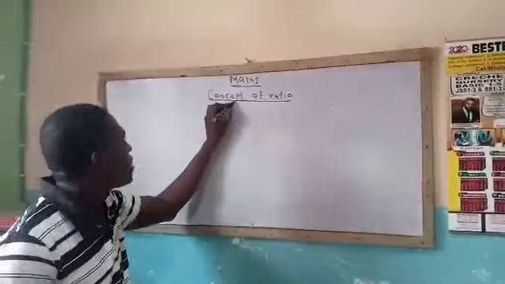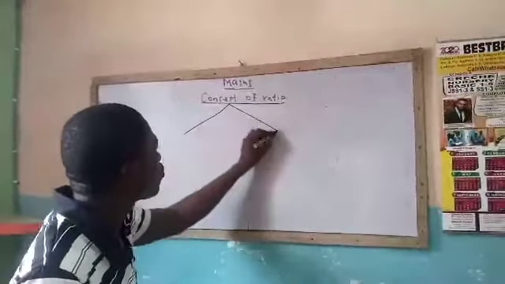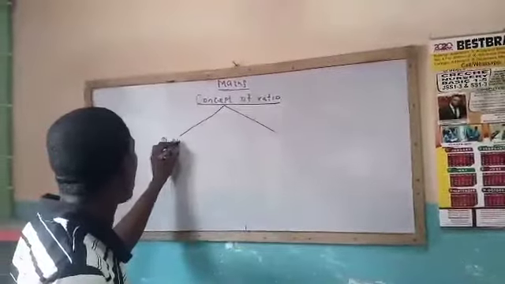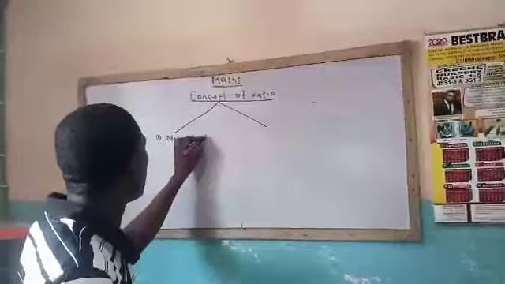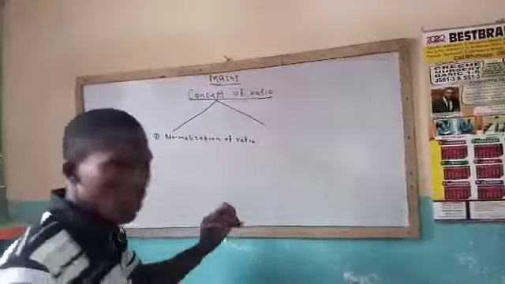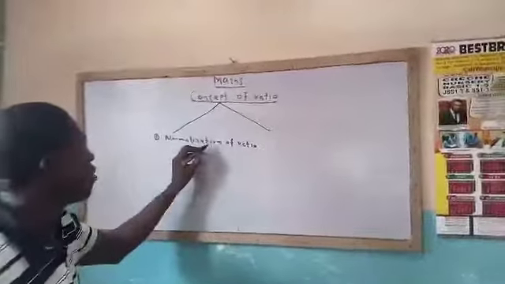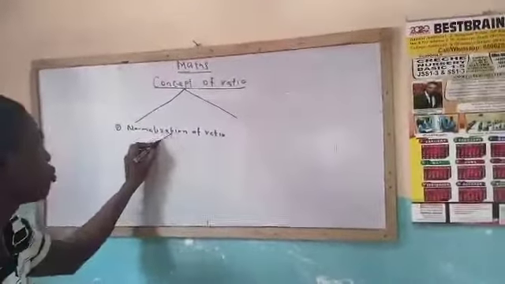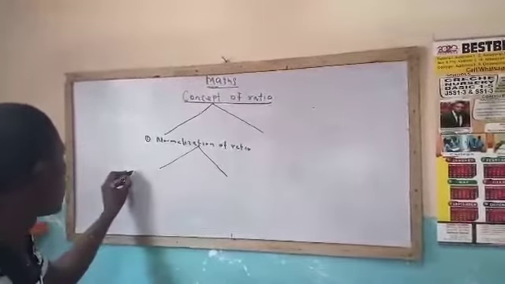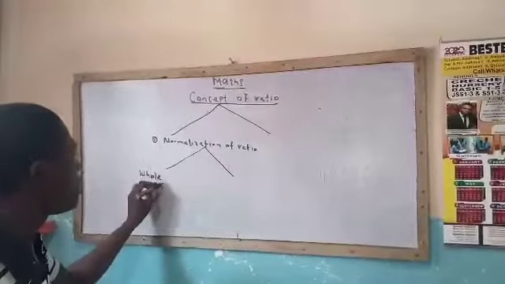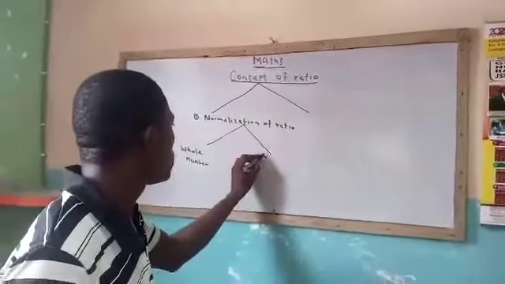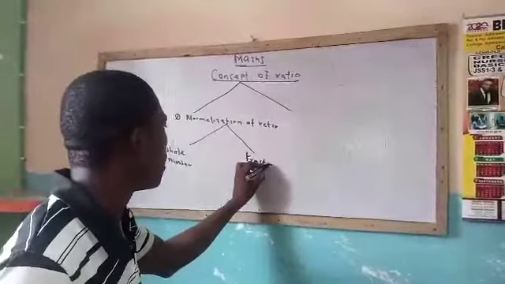Now, the concept of ratio is divided into strata as required in the exam. The first is what we call normalization of ratio. That's the first thing we need to look at. And the normalization of ratio is divided into two major forms. As far as the exam is concerned, we have normalization when it involves whole numbers, and normalization when it involves fractional numbers.